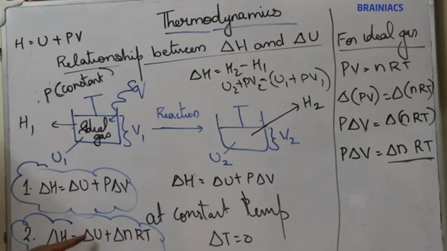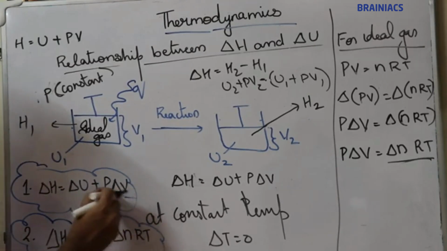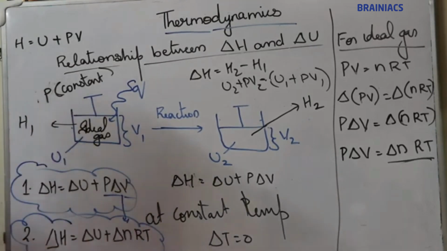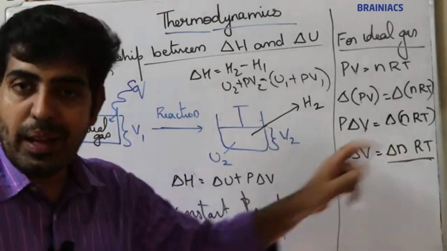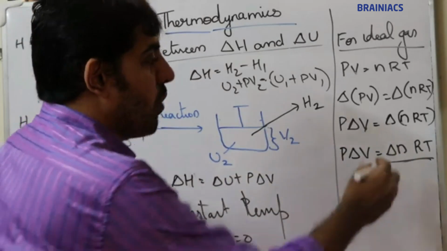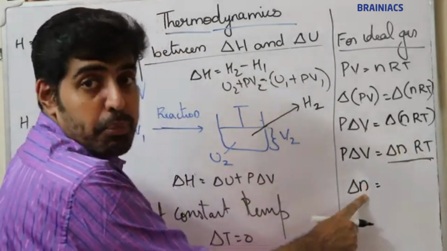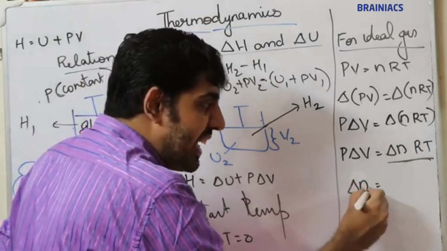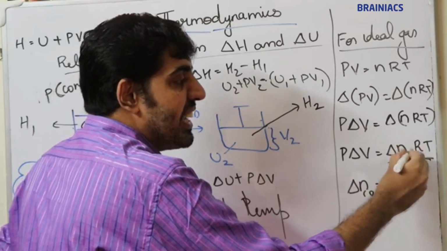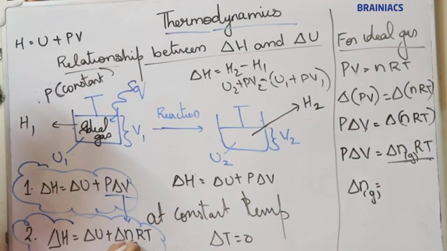So delta H is equal to delta U plus delta nRT. Instead of P delta V, I am taking delta nRT because for an ideal gas, P delta V is equal to delta nRT. Now what is delta n? Delta n is the change in number of moles, or more accurately you can name it as delta ng. G stands for gas. This is the correct form of writing this equation.